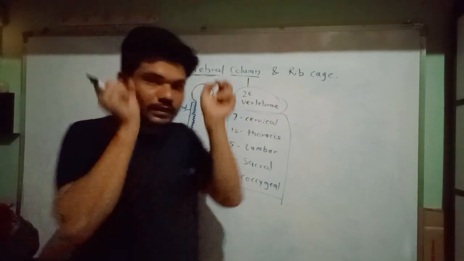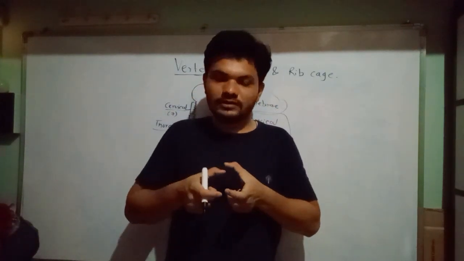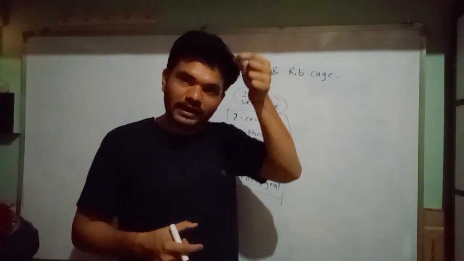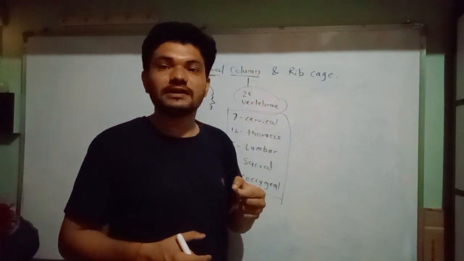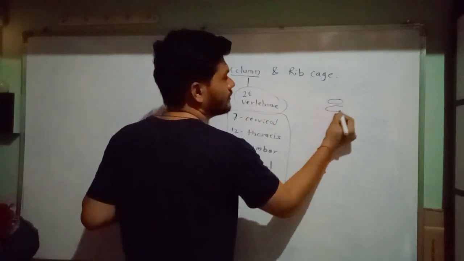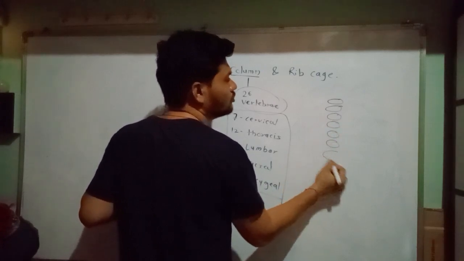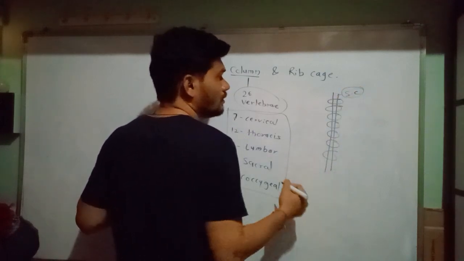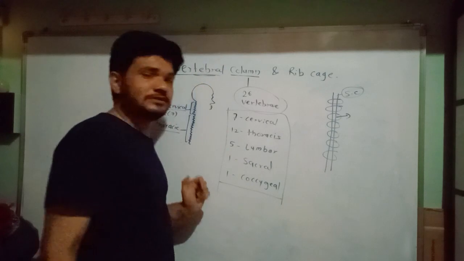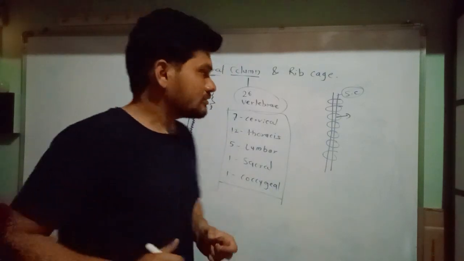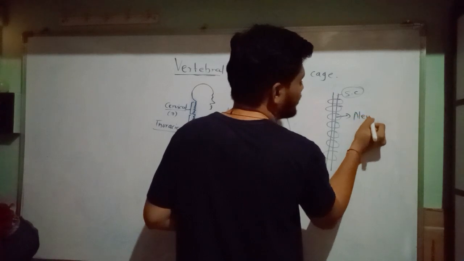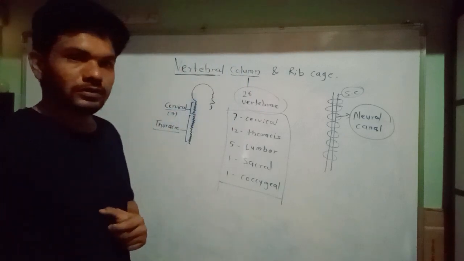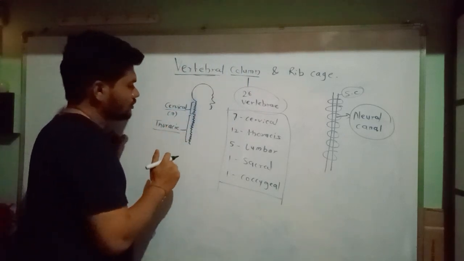A vertebra is a ring-like structure through which the spinal cord passes. Suppose this is your vertebra, and through it the spinal cord passes. This is the spinal cord. So this canal of the vertebra through which the spinal cord is passing is called the neural canal. Okay, so these 12 are thoracic vertebrae.